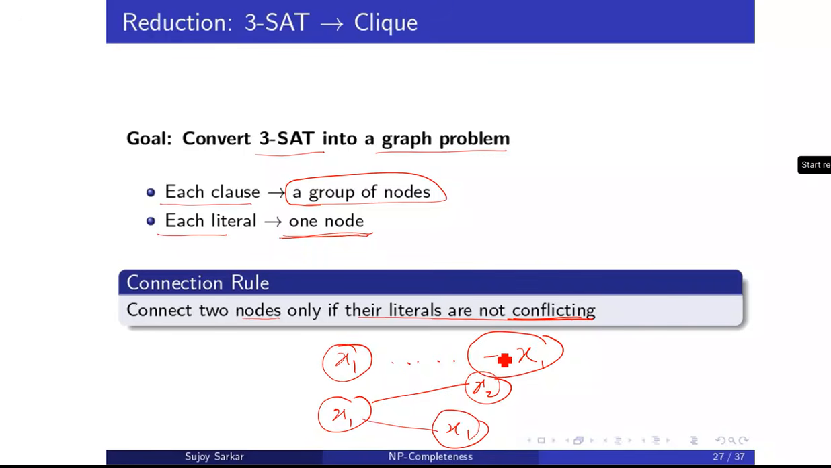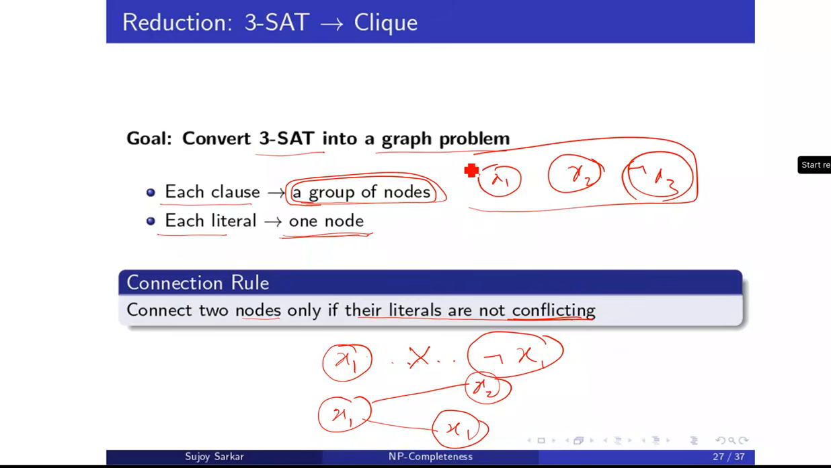So only if two nodes are complementary or conflicting, we will not add an edge. Otherwise, every node will connect to every other node. Except one more condition: within a group, we will not add any edge. So if we have 3 nodes, let's say these 3 in a group, within this group I will not add edges. We will connect them to other vertices. Okay, fine.